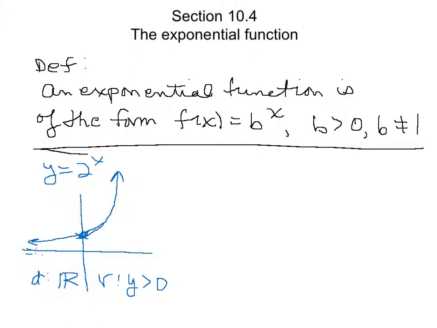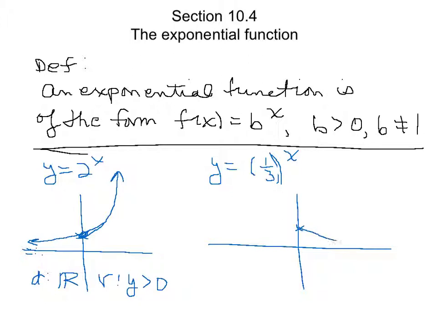Now, contrast that with one that looks like this: 1/3 raised to the x. If x is 0, we're still going to get 1. But when x gets big, 1/3 to the 5, 1/3 to the 10 means 1 over 3 to the 10. So in this case, we get asymptotic in that direction.